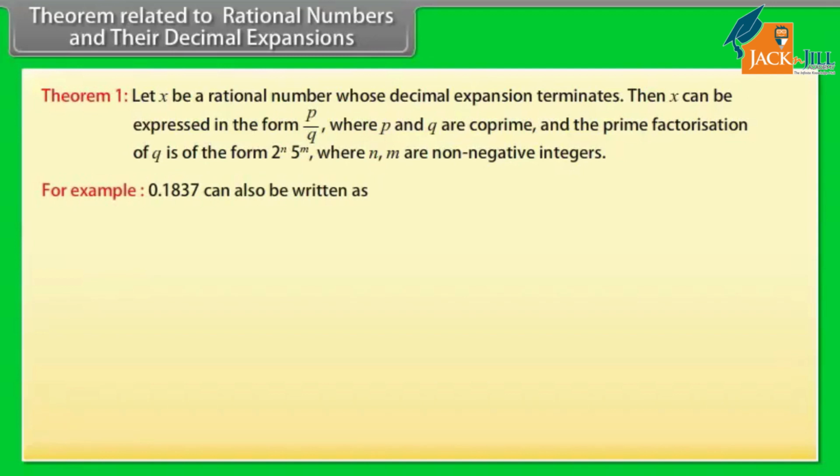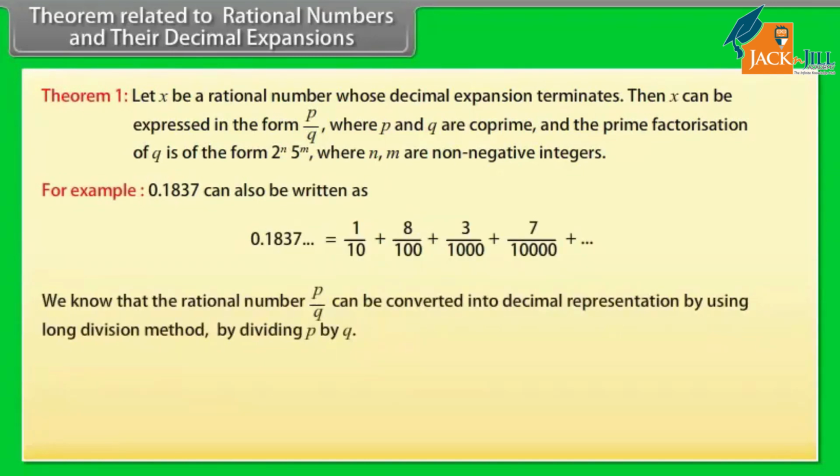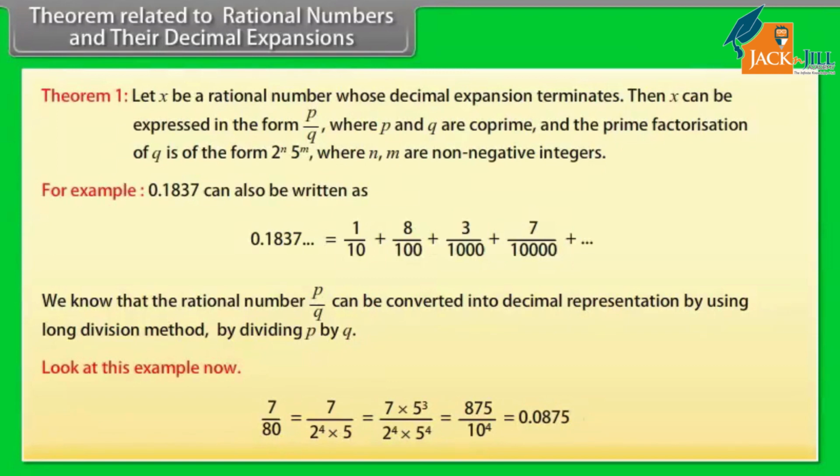For example, 0.1837 can also be written as a fraction. We know that the rational number p upon q can be converted into decimal representation by using the long division method, by dividing p by q. Look at this example now.